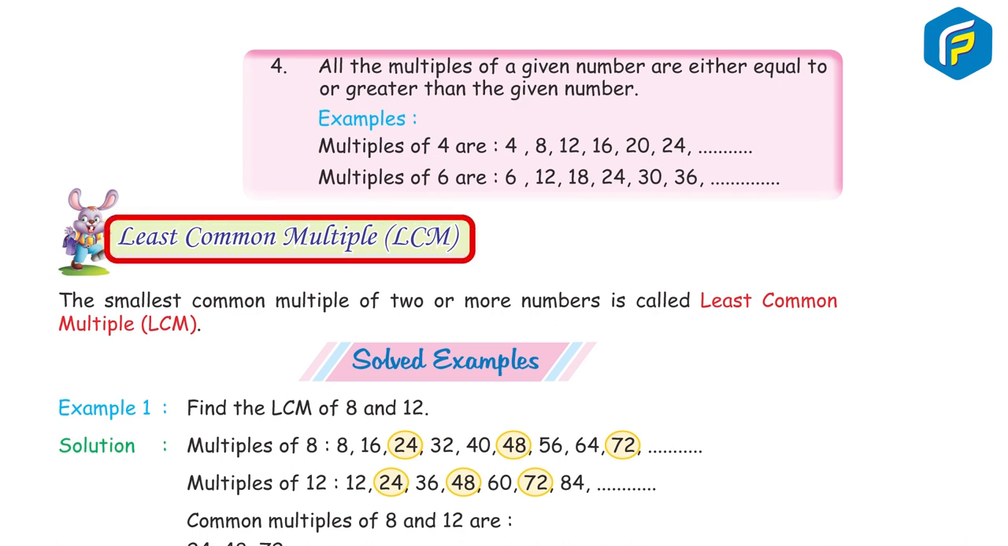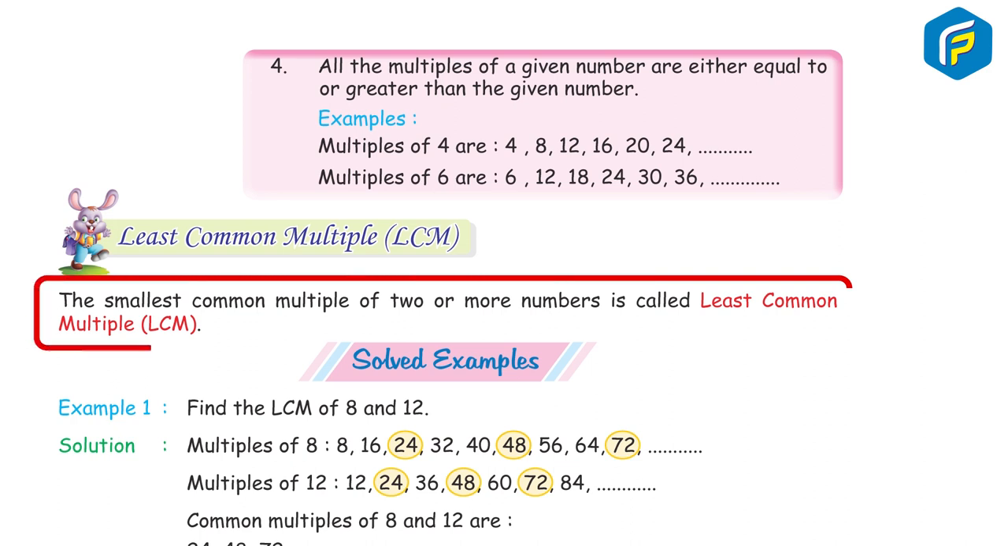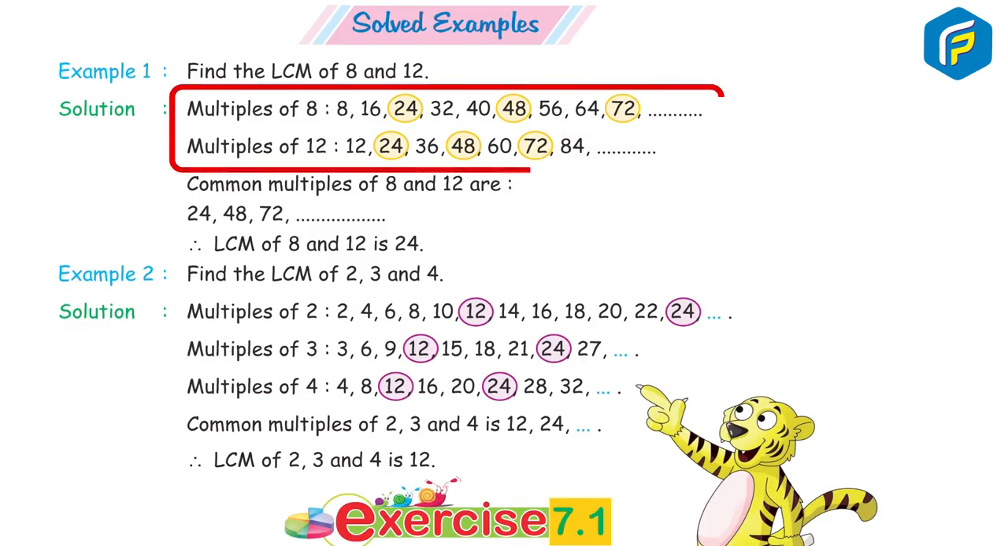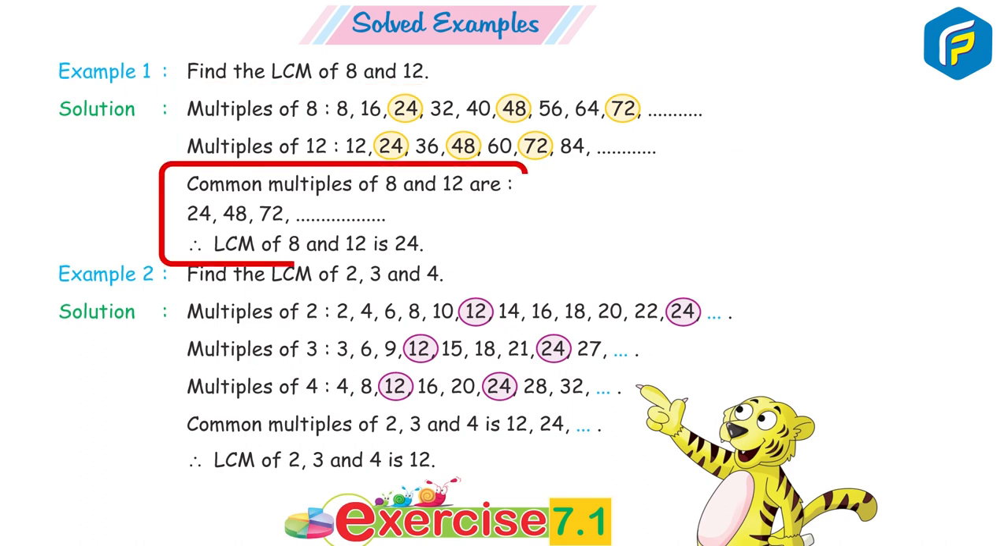Least common multiple, LCM. The smallest common multiple of 2 or more numbers is called the least common multiple. LCM solved example. Example 1. Find the LCM of 8 and 12. Solution. Multiples of 8: 8, 16, 24, 32, 40, 48, 56, 64, 72. Multiples of 12: 12, 24, 36, 48, 60, 72, 84. Common multiples of 8 and 12 are 24, 48, 72. LCM of 8 and 12 is 24.